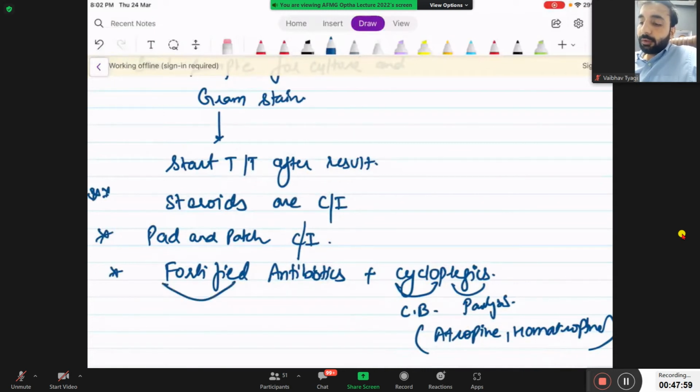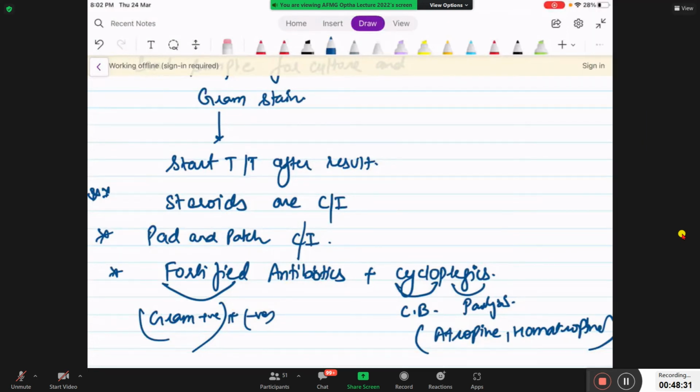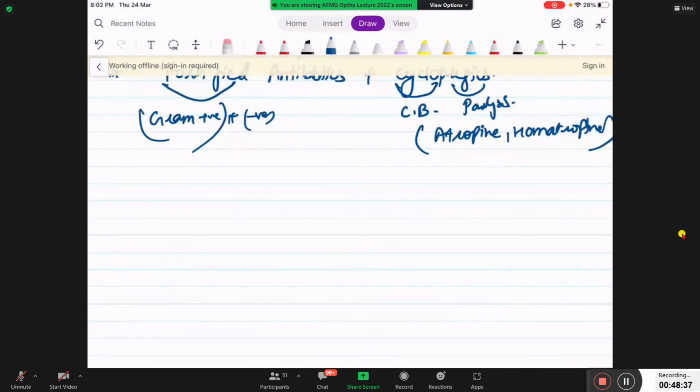Okay. And what are fortified antibiotics? These are a combination of two drugs which cover gram positive as well as gram negative bacteria. We have to prepare these antibiotics in our clinics by ourselves. That is why they are called fortified antibiotics, which cover both gram positive as well as gram negative, or anaerobic coverage is there. Okay. So these are fortified antibiotics, and this is the treatment which we give in bacterial corneal ulcers. This is all about bacterial corneal ulcer. Next, we will discuss fungal corneal ulcer.